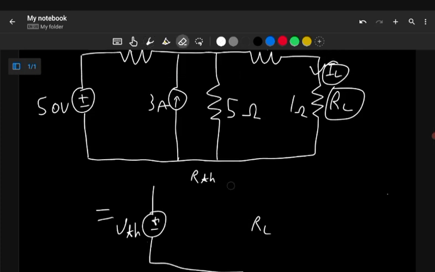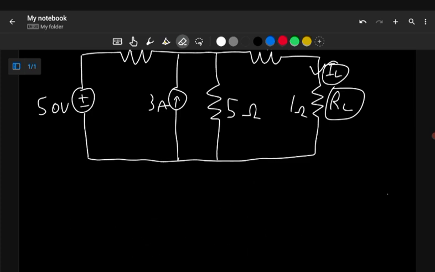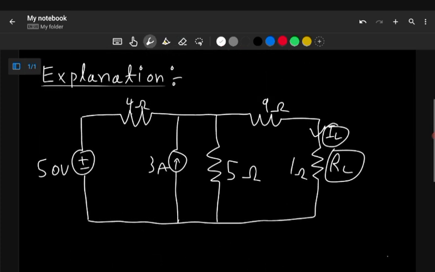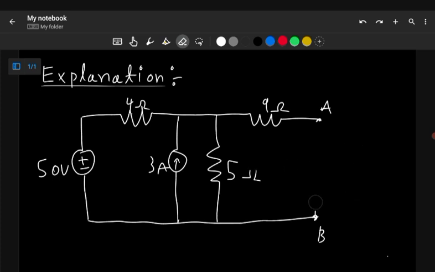So how do we do that? First, we need to find VTH. In order to find VTH, we need to remove RL and place an open circuit where RL is. Let's name this point as A and this point of the circuit as B. So we remove this RL and we place an open circuit over here. After removing RL, we need to find the voltage across A and B. That will give us our VTH.